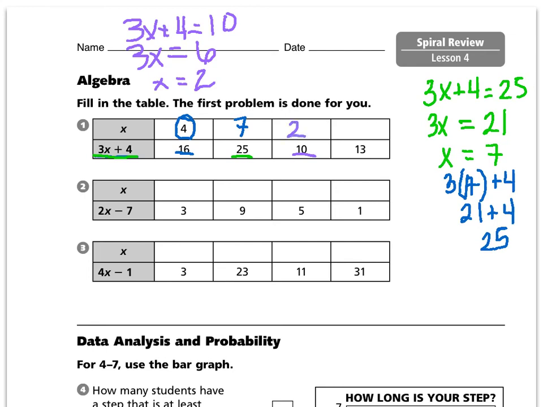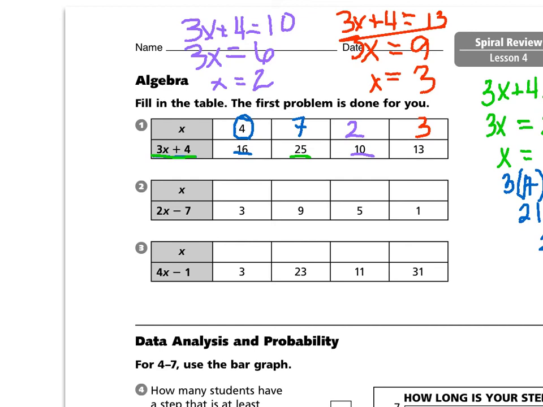The next one you're going to have 13, so you would do 3x plus 4 equals 13. You would do 3x, and then you do 13 minus 4, which is going to equal 9. Then 9 divided by 3 is going to be 3.